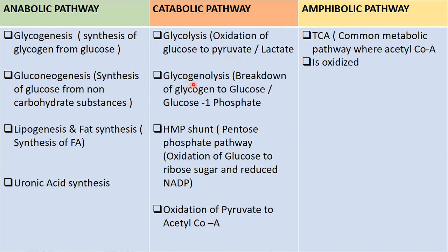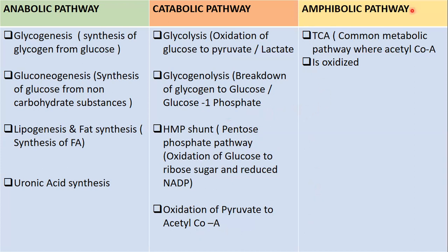Another one is glycogenolysis, the breakdown of glycogen to glucose or glucose 1-phosphate. Then we have the HMP shunt. Another name for the HMP shunt is the pentose phosphate pathway, or oxidation of glucose to ribose sugar and reduced NADPH. Another is oxidation of pyruvate to acetyl-CoA, the connecting link between glycolysis and the TCA, that is tricarboxylic acid cycle.